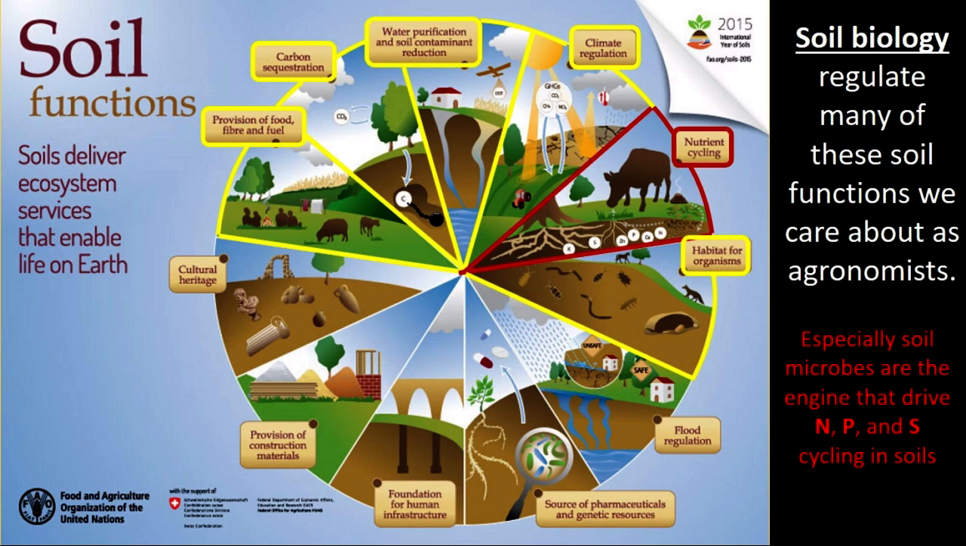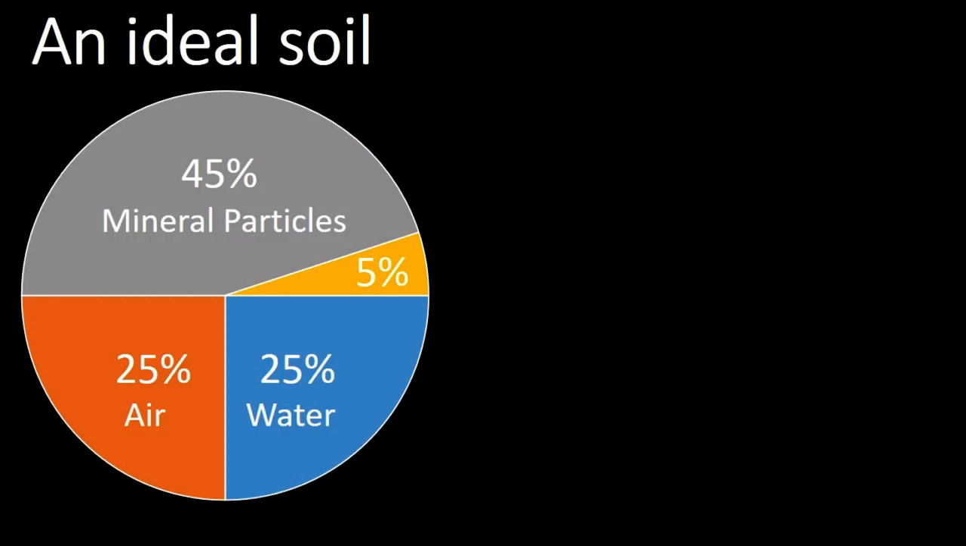So especially provision of food, fuel, and fiber, carbon sequestration, water purification and contaminant reduction, climate regulation, nutrient cycling I've highlighted here, and habitat for organisms. But especially microbes are important in many, if not all, of these soil ecosystem functions, but especially this nutrient cycling one, and for nitrogen, phosphorus, and sulfur, which are mostly found in organic forms. They need to be mineralized by microbes before those nutrients can be taken up by plants.